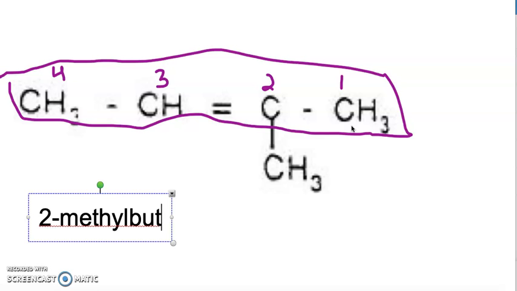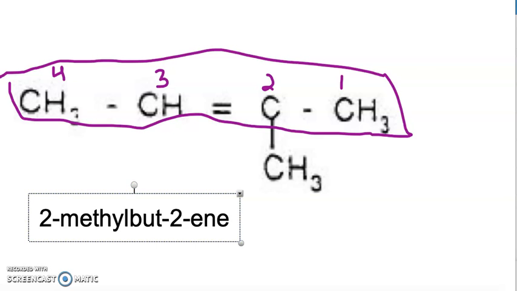Now when we go to do the ending, because we have a double bond right here, this belongs to the ene family. So our ending is going to be ene. Whenever we use ene, we need a number to show where it is. Because it's between carbon 2 and 3, we're going to use the smaller number. So we're going to say -2-ene. So this is going to be 2-methylbut-2-ene.